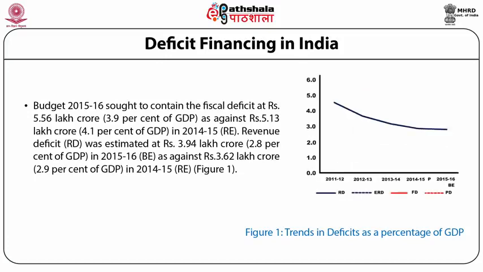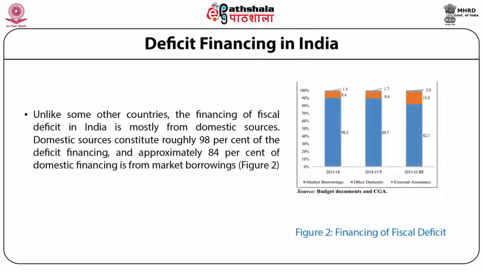Unlike some other countries, the financing of fiscal deficit in India is mostly from domestic sources. Domestic sources constitute roughly 98% of the deficit financing, and approximately 84% of the domestic financing is from market borrowing, as shown in Figure 2, that is financing of fiscal deficit.